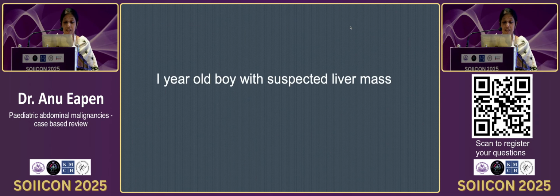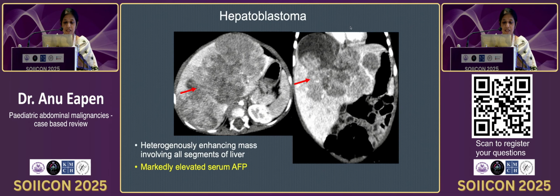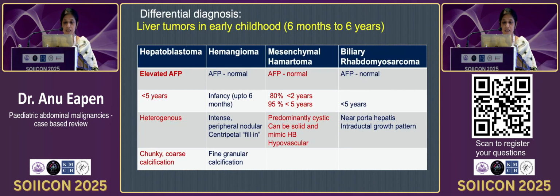So another child, a 1-year-old boy with a suspected liver mass. You can see this child had a CT, and you can see a heterogeneously enhancing mass involving all the segments of the liver, and again there was markedly elevated serum alpha-fetoprotein. So coming to the differential diagnosis of liver tumors in early childhood, that is in the 6 months to 6 years, tumor markers are definitely important here.